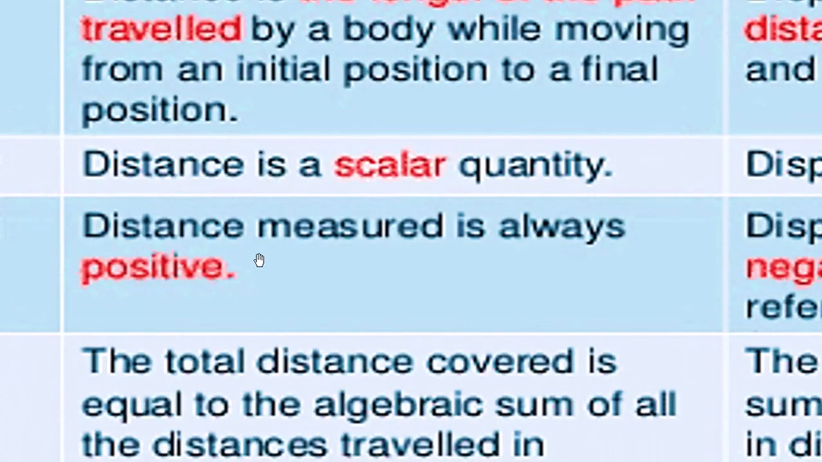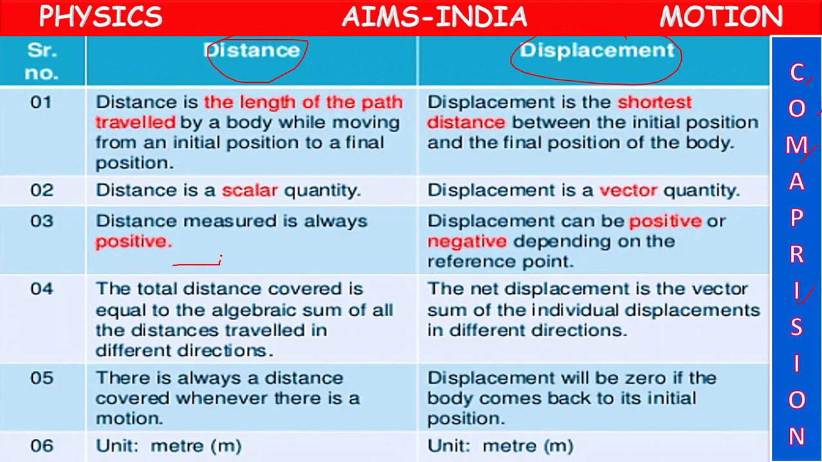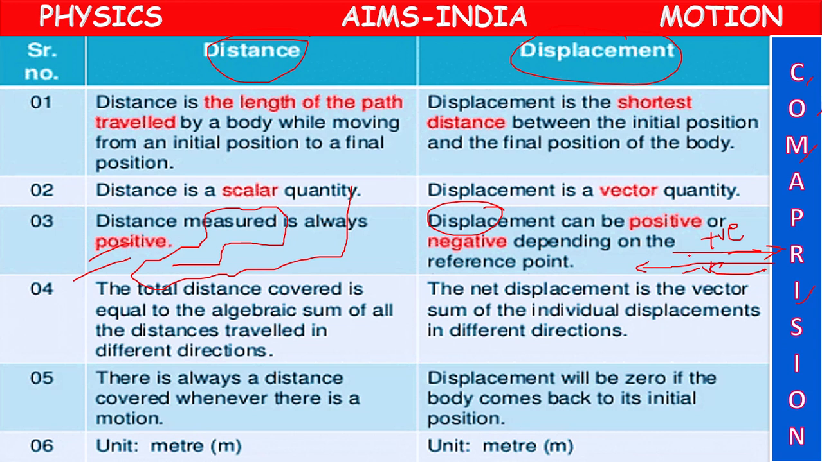Distance is always positive, because even if we go and come back, distance can never be negative. Total how much length we have traveled, it is positive only. But what about displacement? If we go in forward direction, positive. If we come back in backward direction, negative. If we come back to the same position, starting from A, going somewhere, coming back, it will be 0. So displacement can be positive, negative or 0. But distance is always positive.